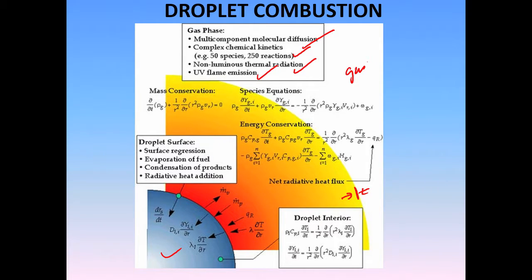So, you have to solve for all those things. You have a mass conservation, you have multiple species conservation equations that you need to solve, and you need to solve them for both phases, that is the interesting part. Then you have the energy conservation equation, and from the droplet surface you have to take into account the surface regression, the evaporation, condensation, radiative heat addition. In the droplet interior you have to solve all these equations.